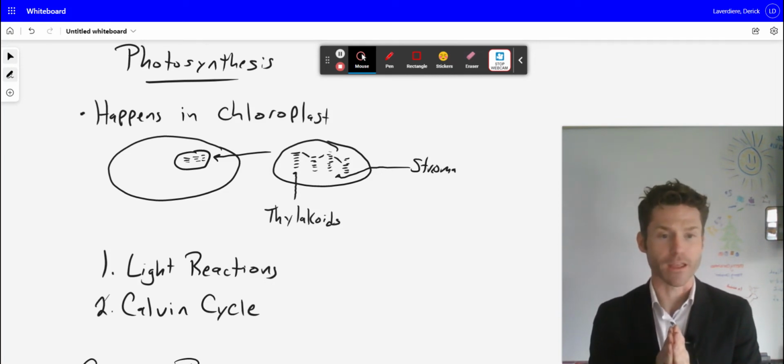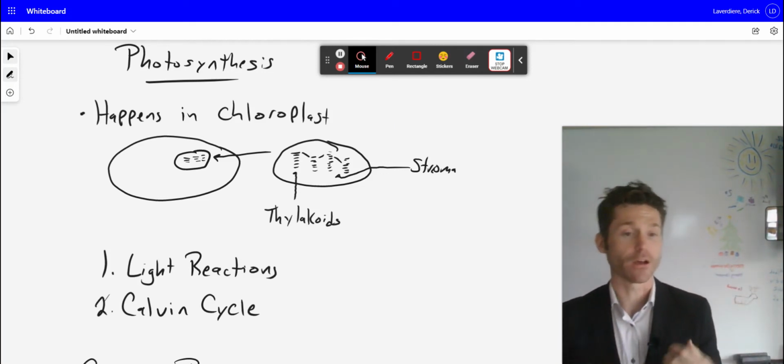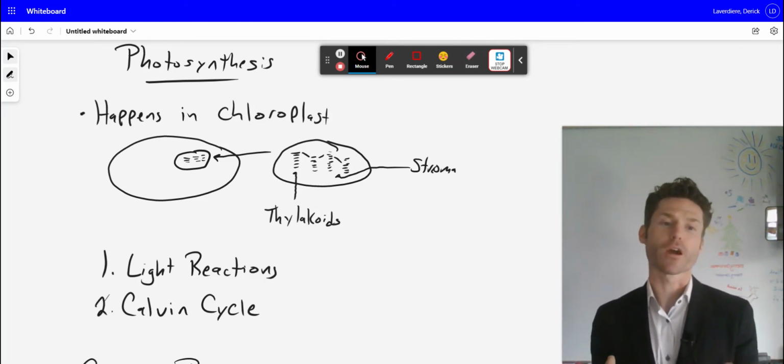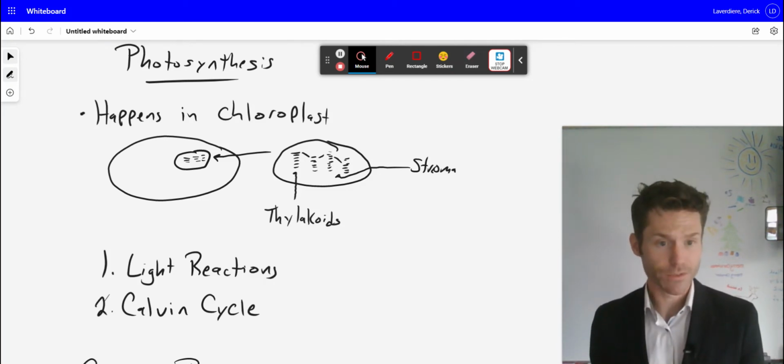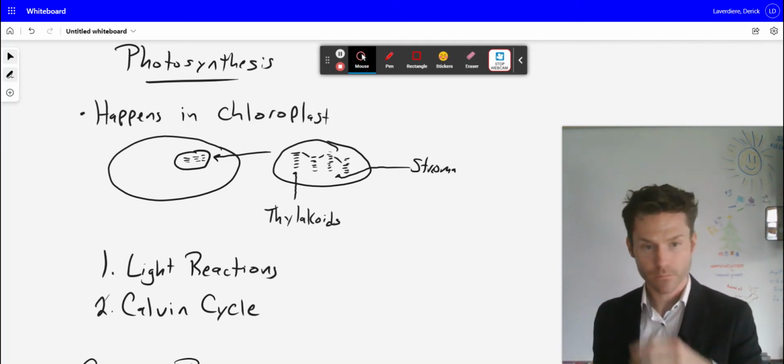Stupid, useless name, completely pointless. The Calvin cycle takes the products of the light reactions and uses those products to generate glucose. Okay? We get our sugar at the end of the Calvin cycle.